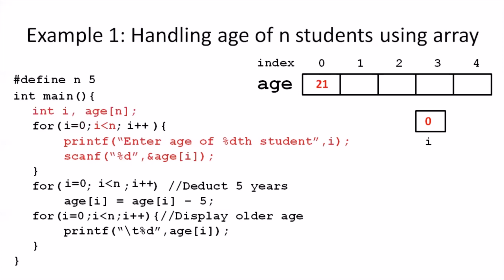Next, the value of i increases by 1, so it becomes 1. And since 1 is less than 5, the control enters the loop again.